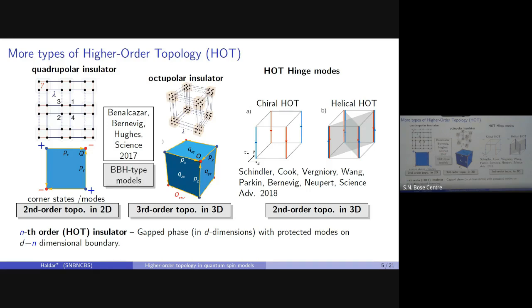Okay. So just to set up things for the rest of the talk, I will call this first two class of models, which are obtained from stacking SSH models, the BBH type models, because it's named after three people, Benalcazar, Bernevig and Hughes. And these other two models, we will not be concentrating on, but rather on the first two. So the rest of the talk will be about specific properties of these two models, the BBH type.